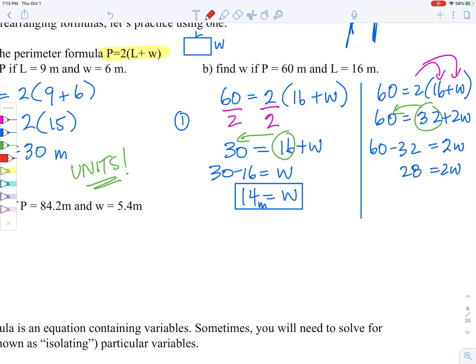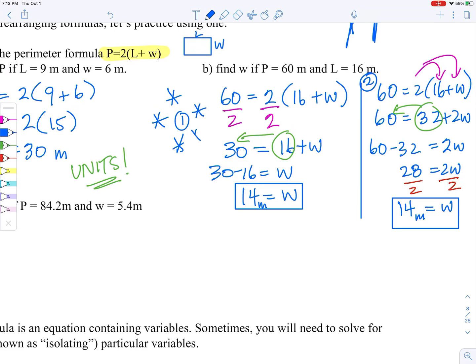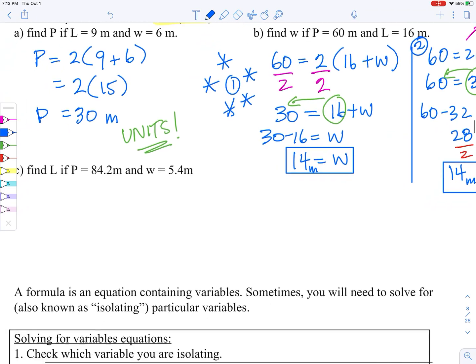We want W by itself. Divide both sides by 2. And we get, again, that W equals 14 meters. So both ways are going to work. But this way 1, this is the one we're going to focus on, because we're not always going to be able to solve things by distributing.